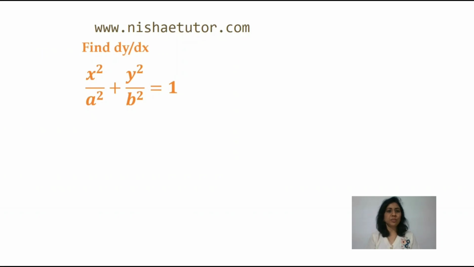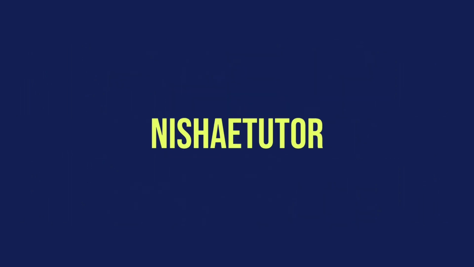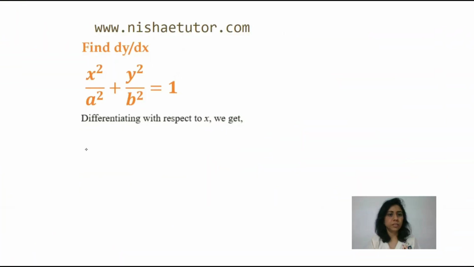Namaste. In this video, we are going to find dy upon dx if given x square upon a square plus y square upon b square is equal to 1. Differentiate both sides with respect to x.